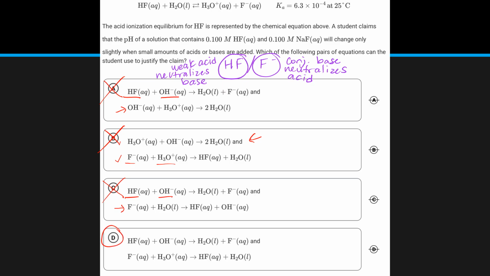D would in fact be the answer because we have our weak acid neutralizing added base to form water and the conjugate base. We also have our conjugate base reacting with acid to form our original weak acid of HF and water. So those both are showcasing that adding acid or base to this equilibrium is going to shift and offset that pH change.